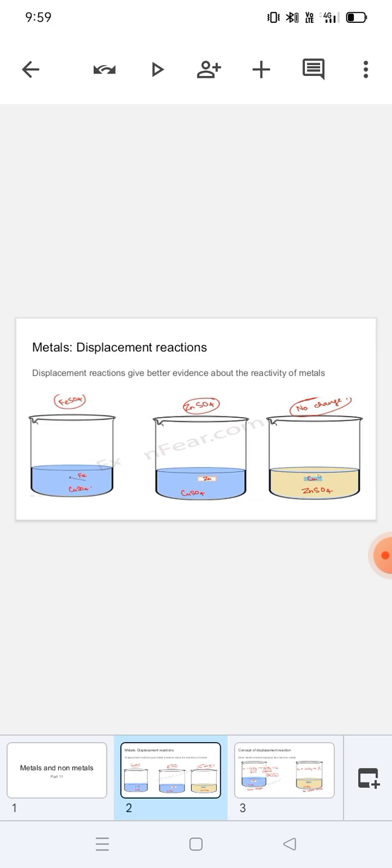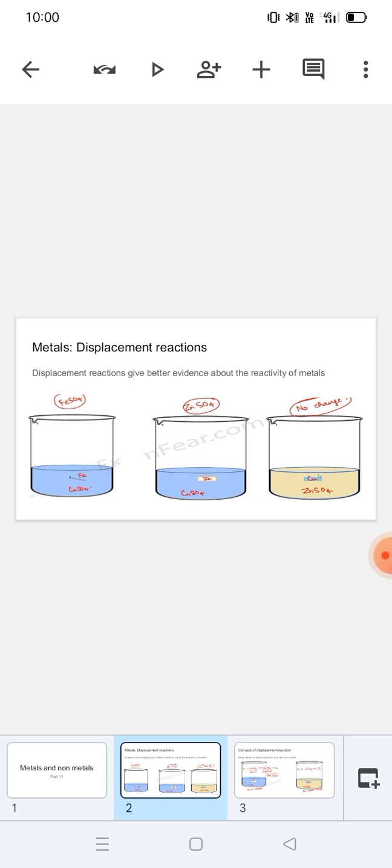So what is displacement reaction? Actually, why we have to study this reaction in this lesson is, it gives a better, clear idea about how the metals are going to be involved in a particular reaction. That is displacement reaction. For example, here 3 different beakers have been taken, and in these beakers some solution is also present.